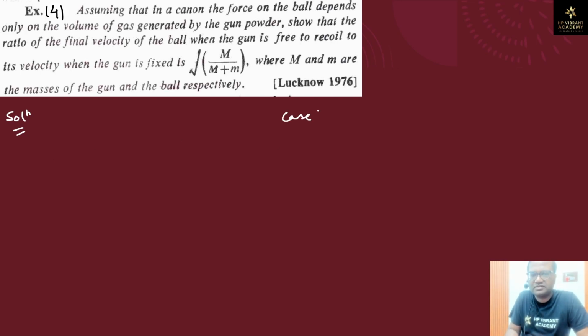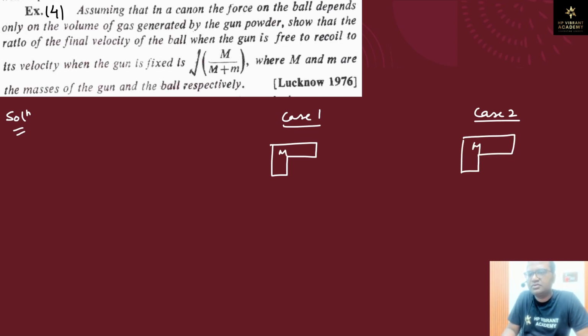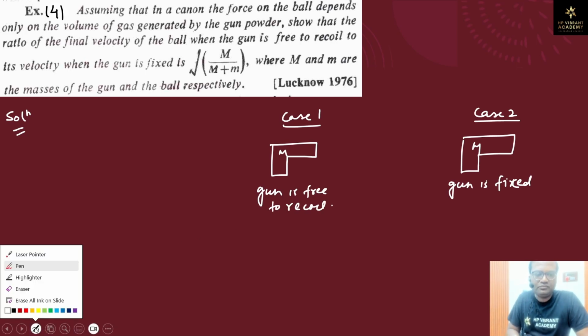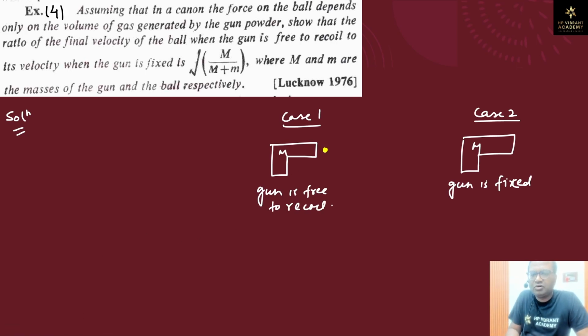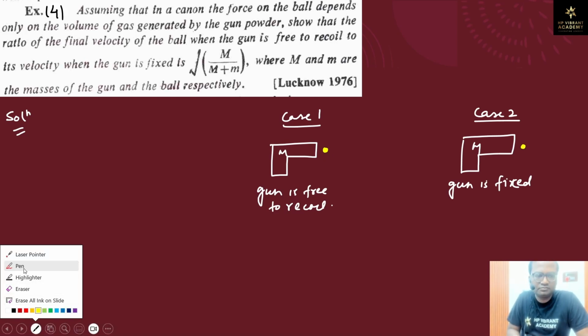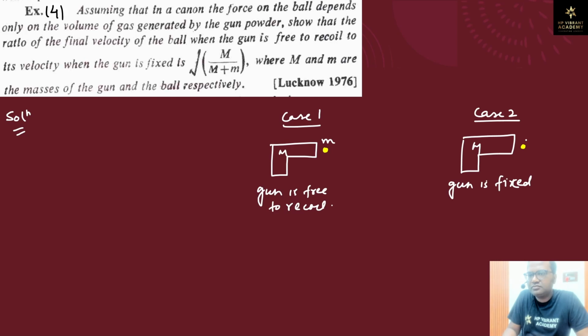So we have the two cases here. Case 1 and case 2. In case 1, the gun is free to recoil, and in case 2, the gun is fixed. In case 2, the gun is fixed, there is no recoil velocity. Here, the gun is free to recoil. And we have a ball of mass small m.